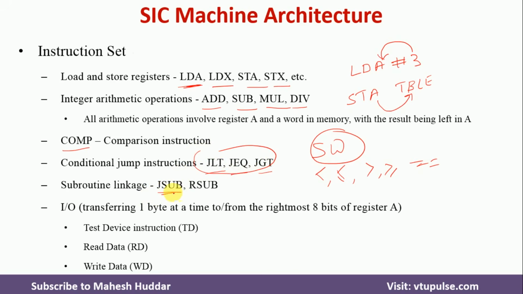For that we have two instructions: JSUB, jump to subroutine, and RSUB, return from subroutine. Now coming to the last one, the I/O instructions. We have an instruction called TD. With the help of TD we can test the device. Based on the returned value of TD, we can say whether the device is ready to read or ready to write, or not ready to read or write. That is what we can decide based on this instruction, TD.